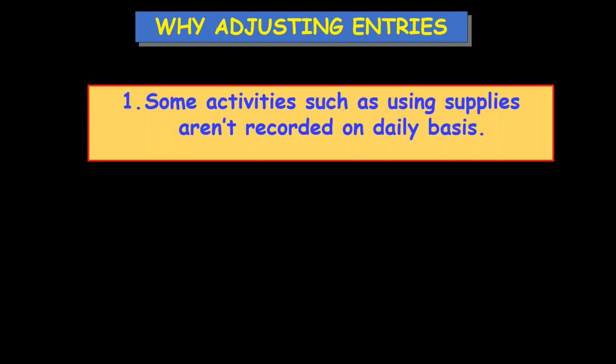Now, there are three reasons why adjusting entries are needed. Reason number one is that some activities, such as using supplies, are not recorded on a daily basis. So, when an organization purchases supplies, be they stationery supplies like pen, paper, pencil, binders and folders, or cleaning supplies, the accountant for that organization will not check at the end of the day how much of the supplies are used and how much are remaining. Rather, the accountant will do that at the end of the period, which could be a month. So, at the end of the month, the accountant will update the accounting records for how much of the supplies are used and how much are left. And this is done through an adjusting entry.